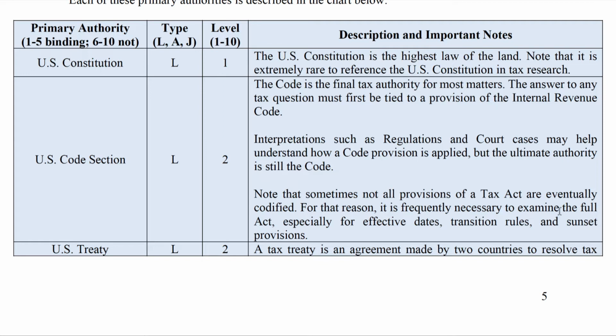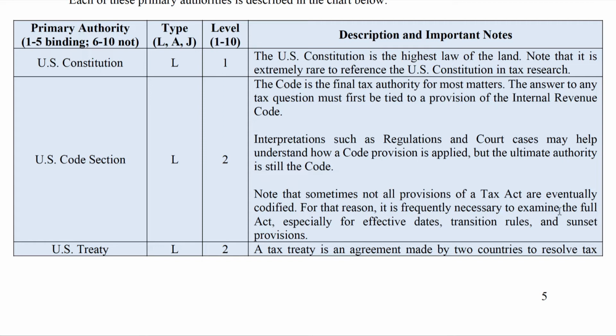Also, interpretations such as regulations and court cases may help understand how a code provision is applied, but the ultimate authority is still the code. So the U.S. tax code is the ultimate authority. I mean, the Constitution is, of course, higher because it's the highest law of the land, but it's very, very rare to have the Constitution. So the code is like the Bible when it comes to tax.